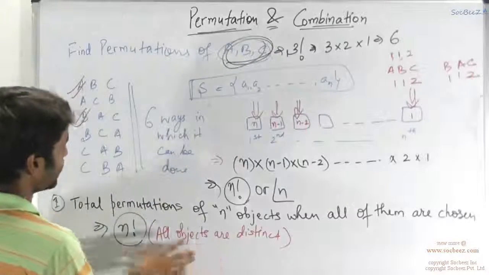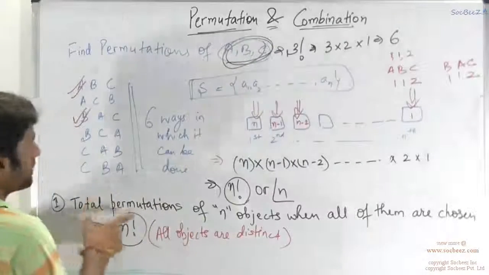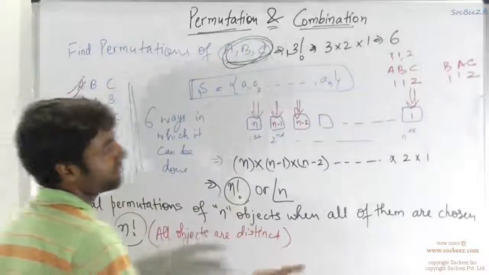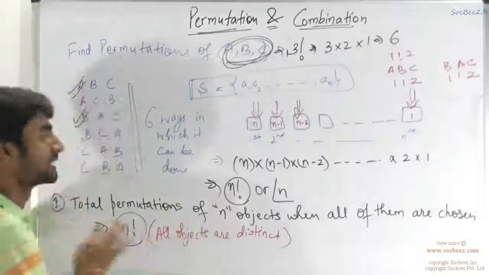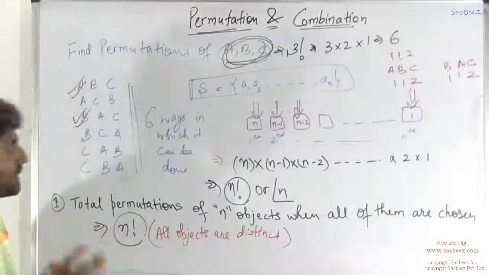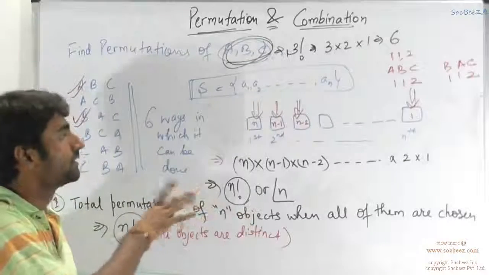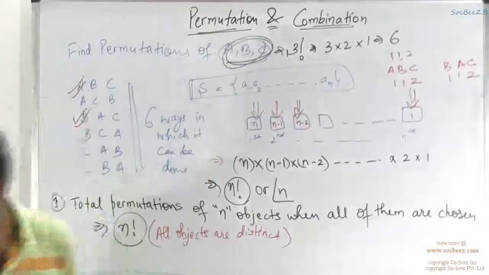So the condition for this is the total number of permutations of n distinct objects when all of them are to be chosen is equal to n factorial. This is just derived from the basic multiplication law that we learned in the previous lectures.